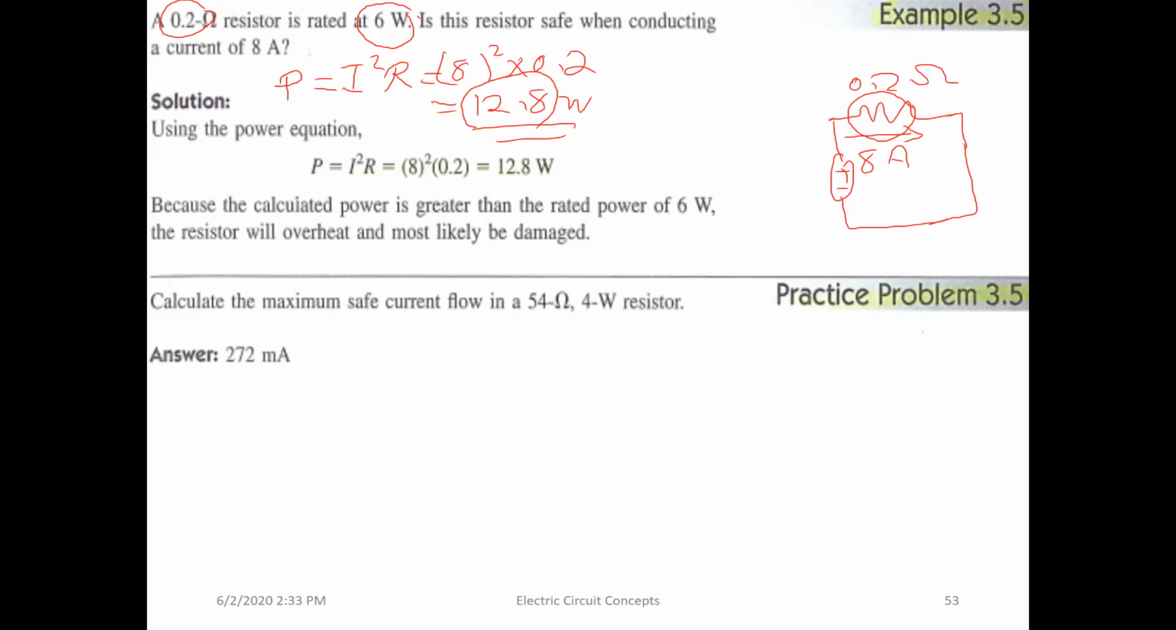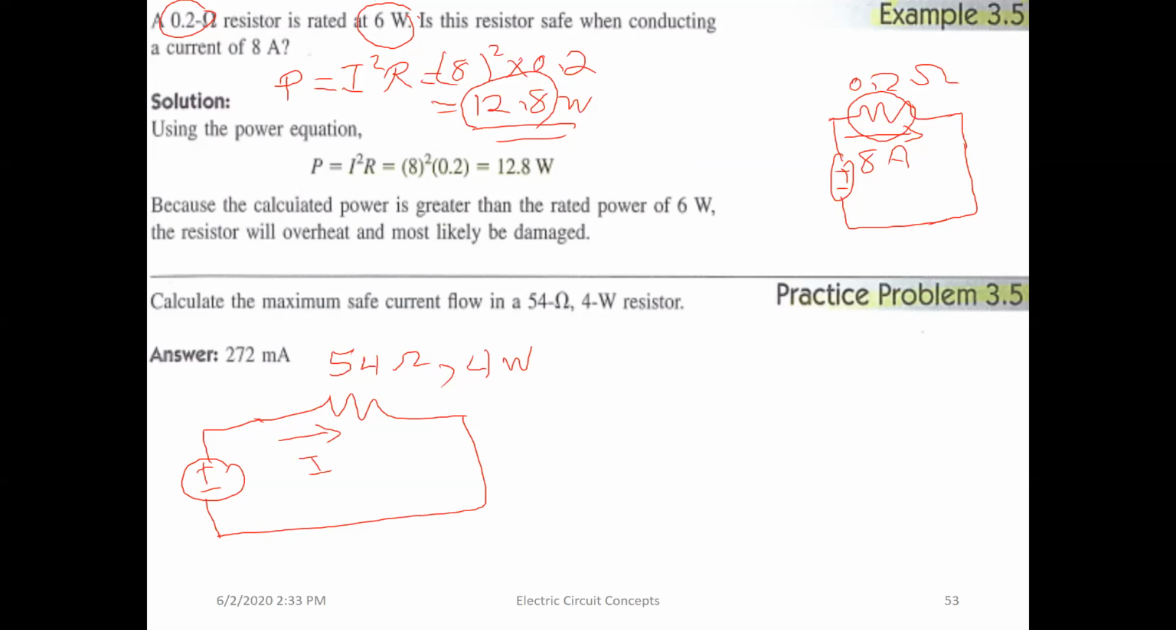Now in practice problem 3.5, we have to calculate the maximum safe current flow in a 54 ohm resistor. So let's say, for example, I bought this resistor, it's 54 ohms, and I was told that this resistance can handle 4 watts. So I want to put this in a circuit. What would be the safest maximum current that I will allow to pass through this resistor without damaging the resistance? Okay, it's very easy.